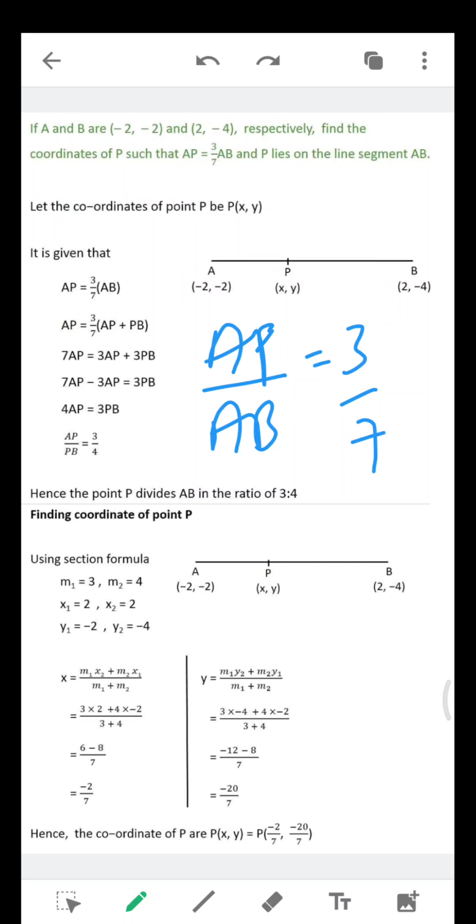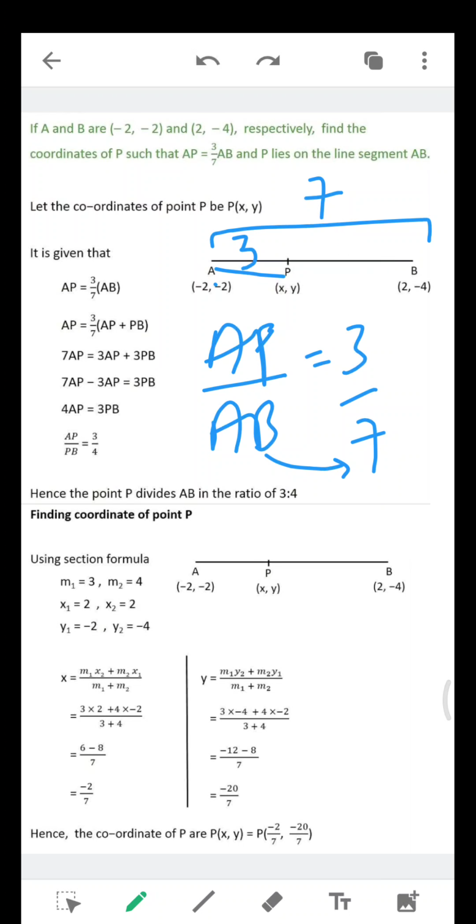AB is the whole line segment. So there are 7 parts. AB is made into 7 parts, out of which 3 parts are AP. So what are the remaining parts? 7 minus 3, that is 4 parts. So the ratio will be 3:4. This is one easier way. You can do it directly, that is also accepted, not an issue.